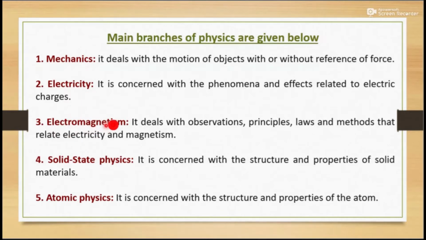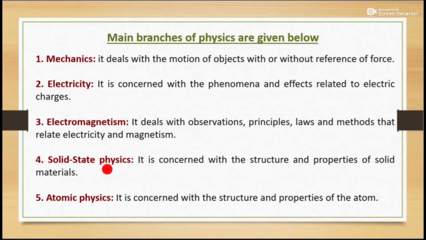Now, electromagnetism. The word is a combination of electric and magnetism. Electricity can be produced by a magnet, and a magnetic field is generated by electricity. We can create a magnet by giving electricity to materials. The magnetic field's attraction or repulsion depends on the intensity of the electric field. It deals with the observations, principles, laws and methods that relate electricity and magnetism. Electromagnetism is also a branch of physics.